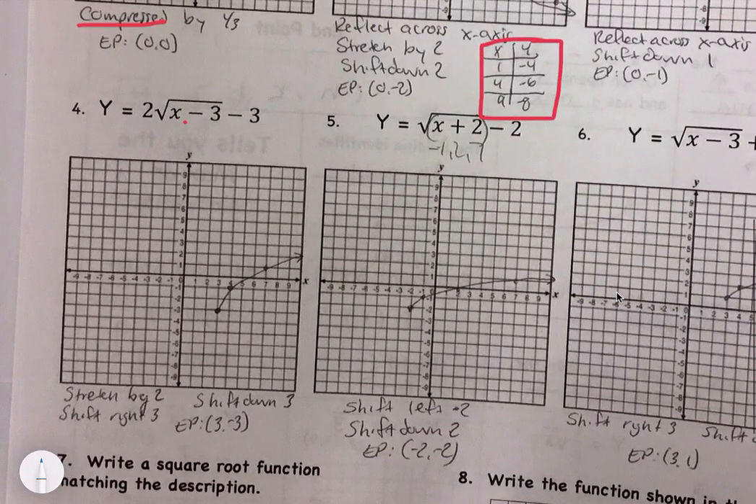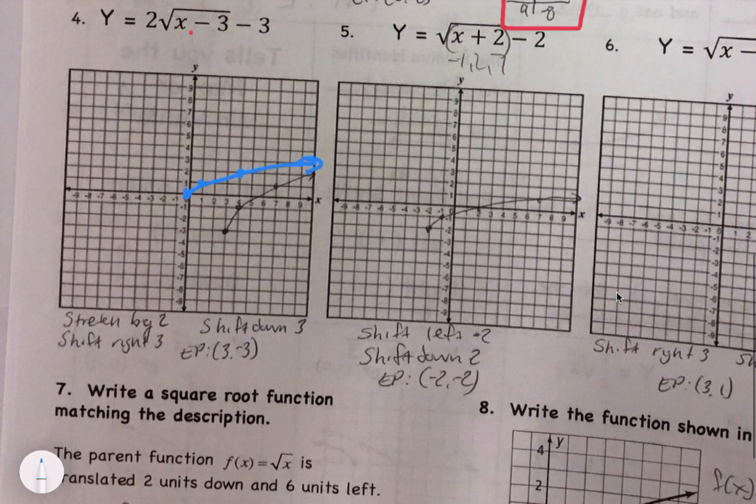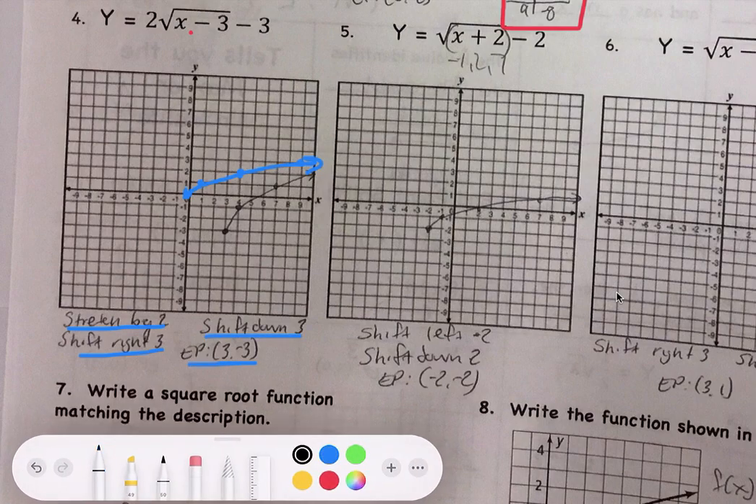All right, so now let's look at 4. At number 4, I'm going to plug in my parent function 0, 0, 1, 1, 4, 2, 9, 3, and draw it in. So we have 2 times the square root of x minus 3, minus 3. So you can see I say we stretched by 2, shifted to the right 3, and shifted down 3. So that's how we got our endpoint at 3, -3 right here.